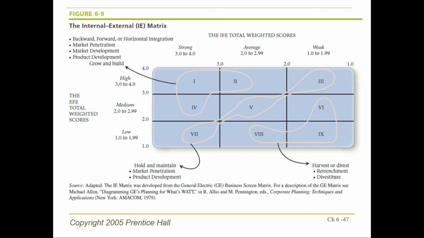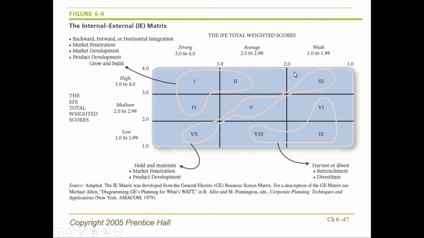So if you lie in box number 1, box number 2 or box number 4, you would go for these kind of policies. Here you can see that you go for market penetration, market development, product development: just grow and build.